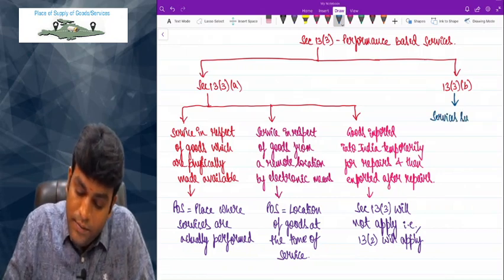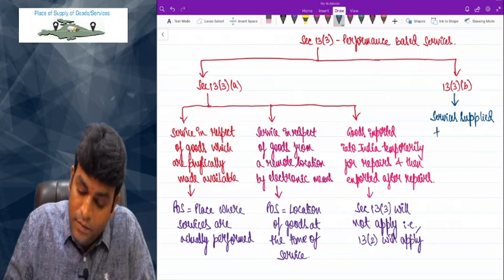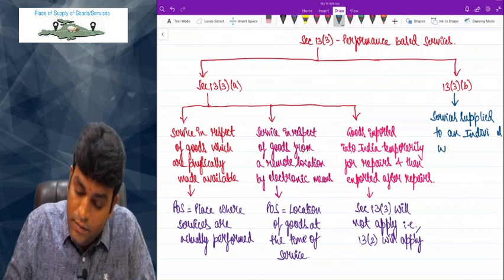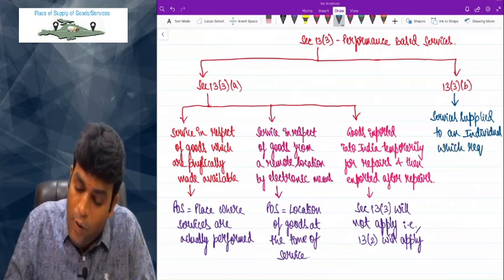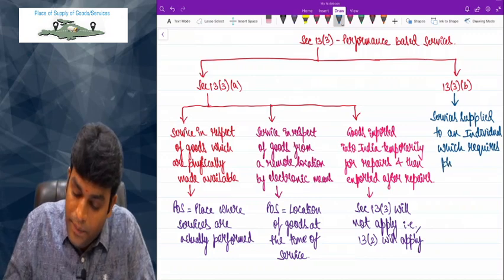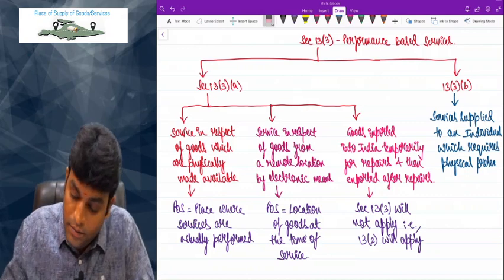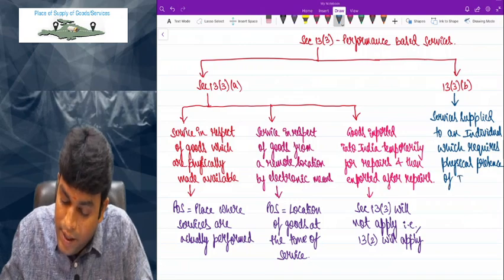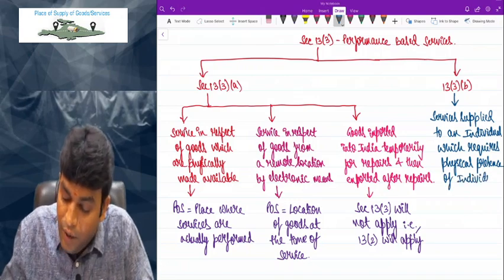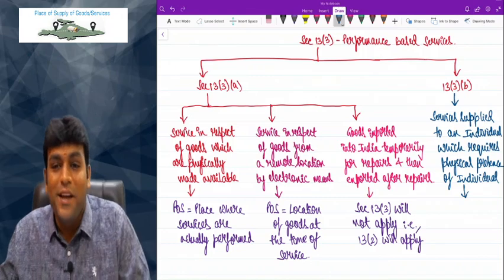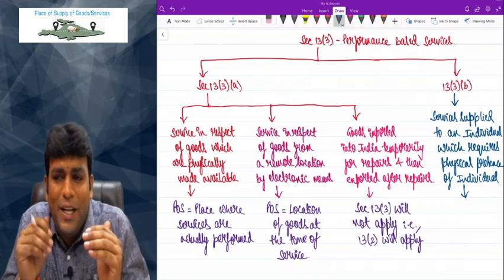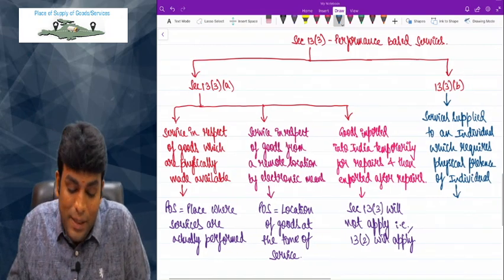13(3)(b) talks about services supplied to an individual which requires physical presence of individual. Come on, guys. What is the line, sir? Services supplied to an individual which requires physical presence of individual.